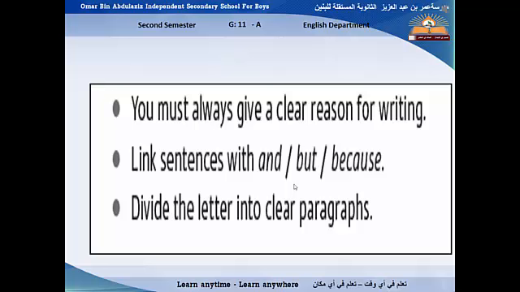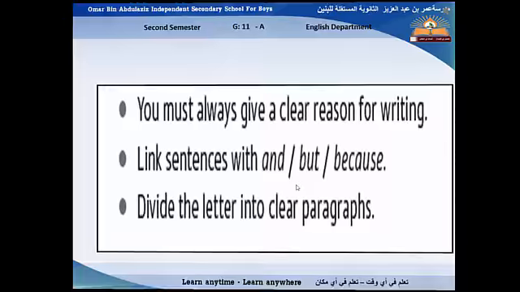Divide the letter into clear paragraphs. The first one for the purpose, the second one you are going to give the body of this letter, and the last one the complimentary or conclusion paragraph, in which you summarize whatever you like.